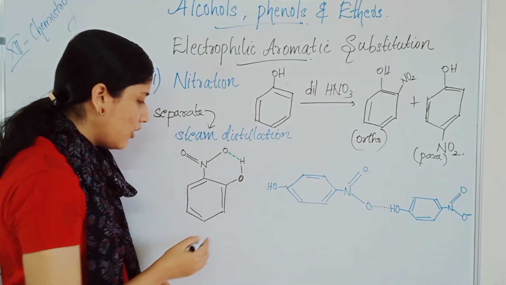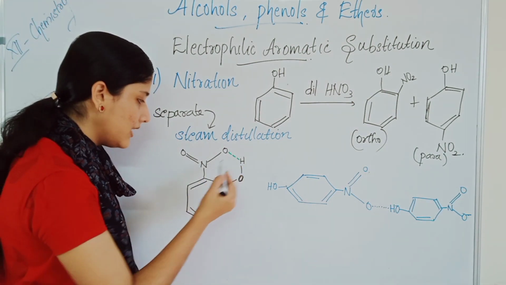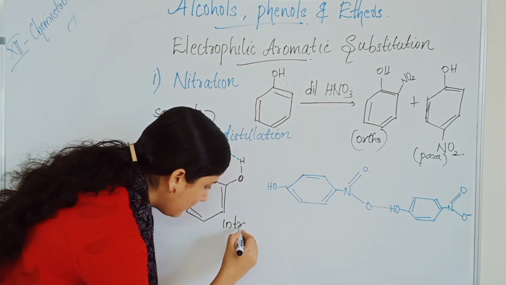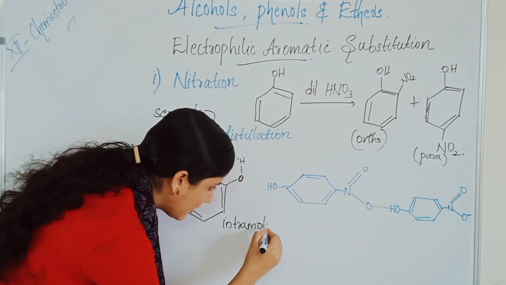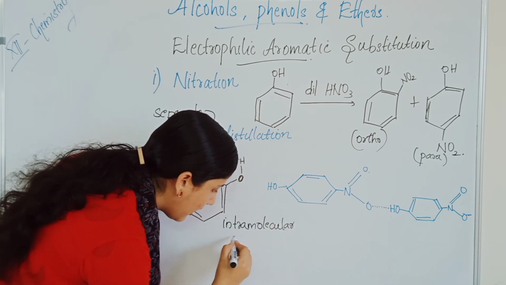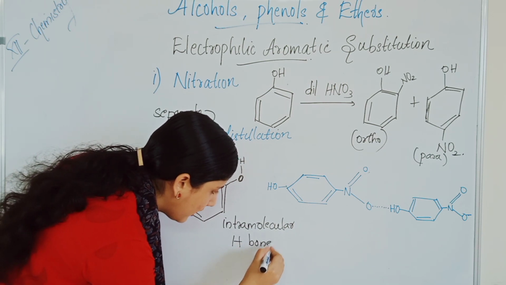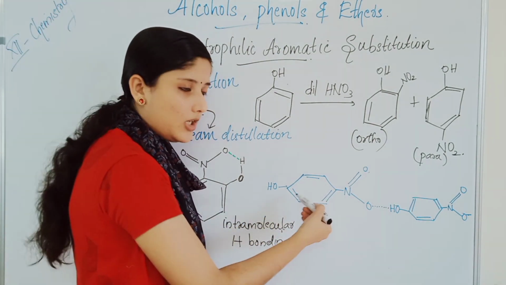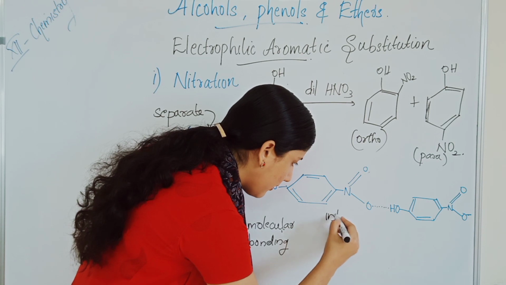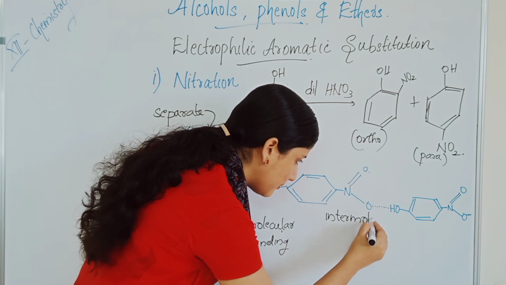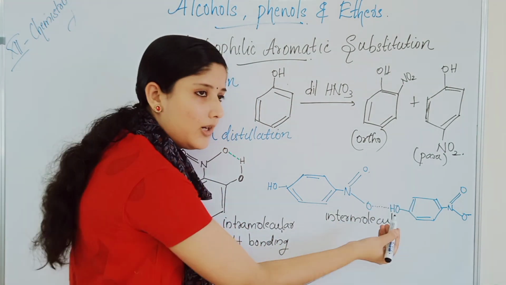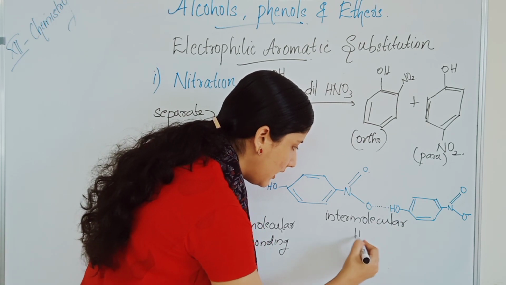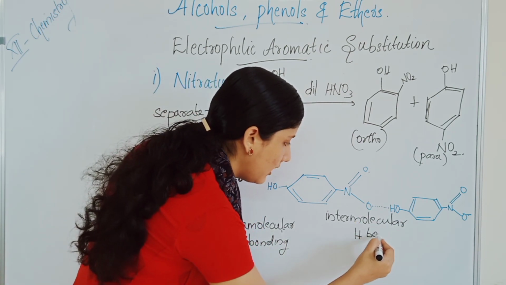Look here, this is ortho-nitrophenol, isn't it? Ortho position OH, and this is the nitro group. Here intramolecular hydrogen bonding happens. And in the para product, intermolecular hydrogen bonding happens between two nitrophenols. Here intermolecular hydrogen bonding takes place.